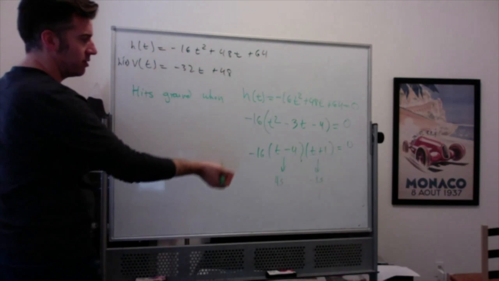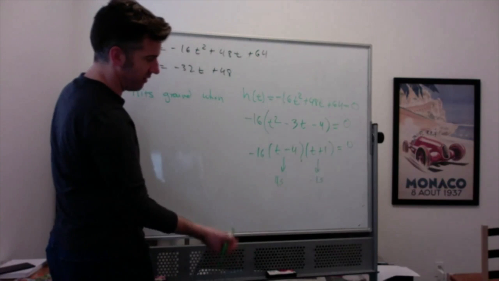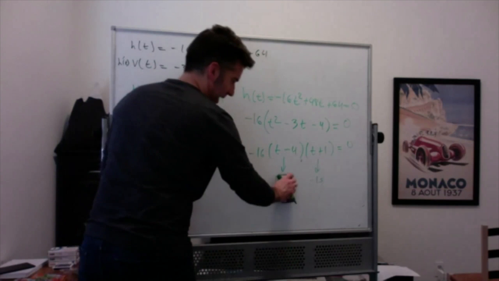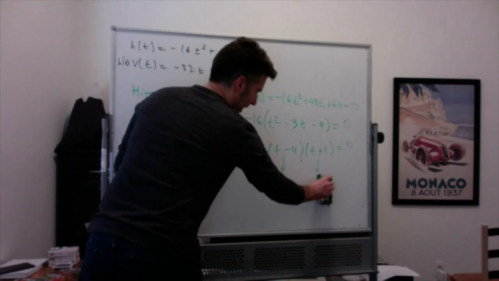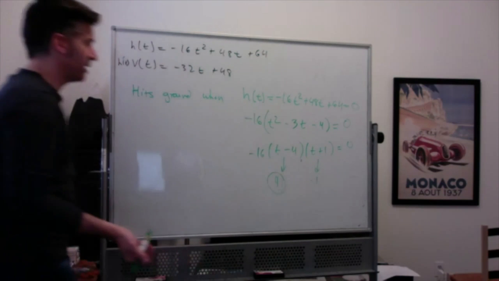So it hits the ground. I know it looks kind of like 45. That is 4 seconds. Maybe I should erase the s. My s's always look like 5s. So 4 seconds is when it hits the ground.